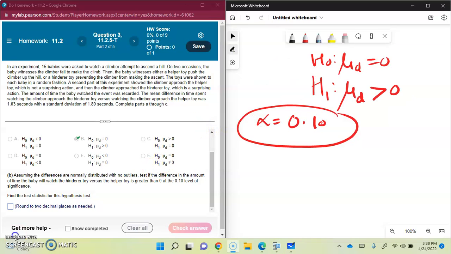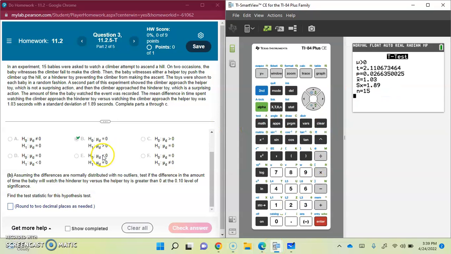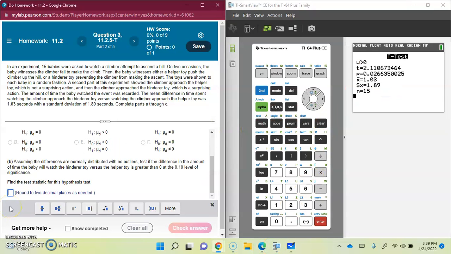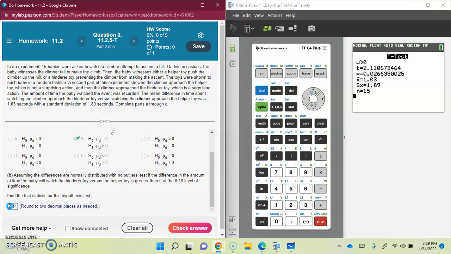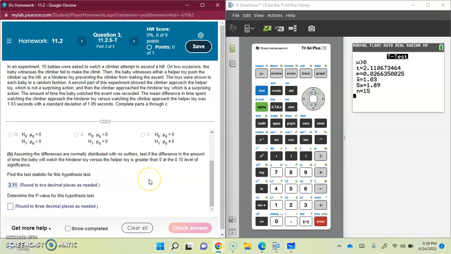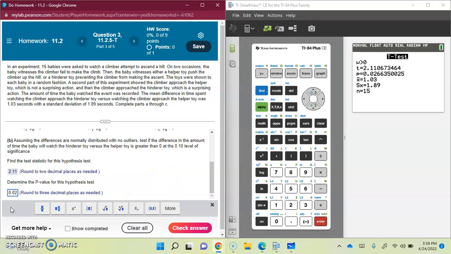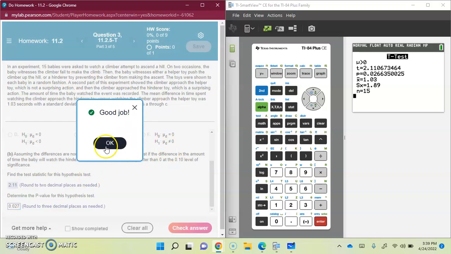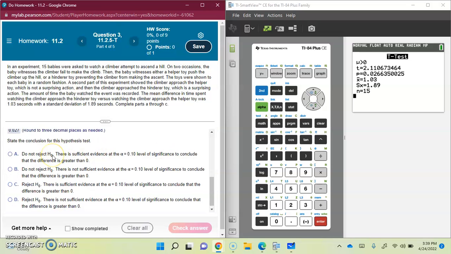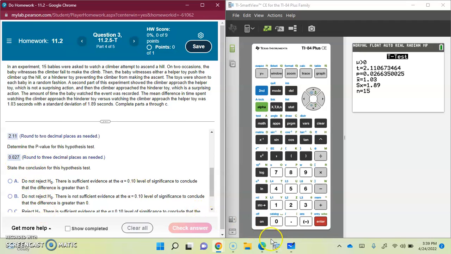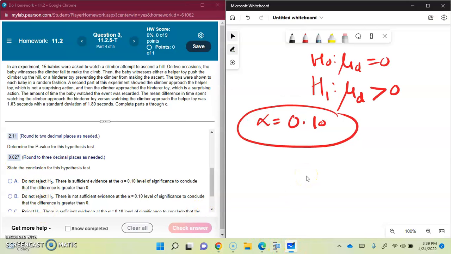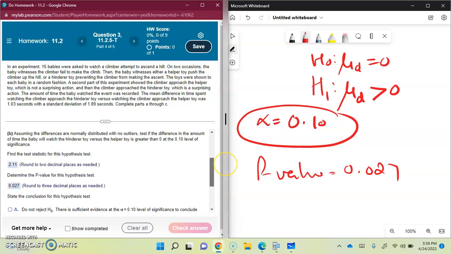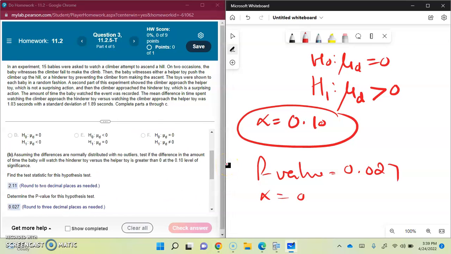This is what we are getting. So we are getting T to be 2.11. So that's what you enter. And the P value is 0.02627 if you're going to round it to the third digit. Okay, what's happening here? The P value, let's note it down, is 0.027 and alpha is given to be 0.10.